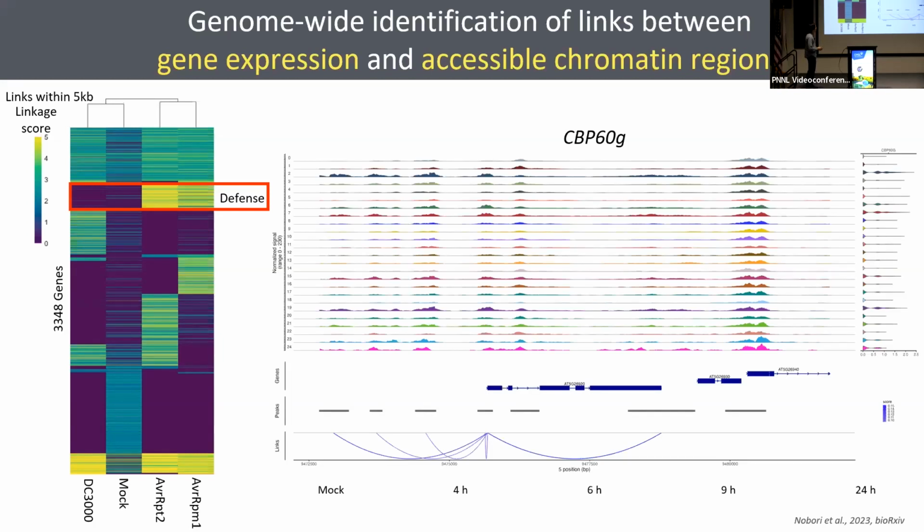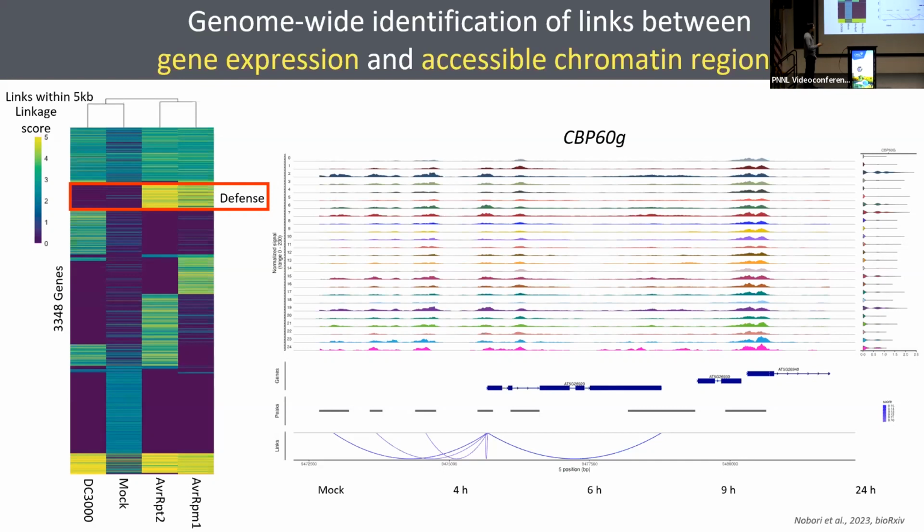One example is CBP60G. This is a famous transcription factor related to immunity. And this gene had multiple accessible chromatin regions linking or correlating with its expression. So it may be that multiple transcription factors are binding to those regions to give tight regulation on this important immunity gene. So the next question is, what kind of transcription factors are binding to those regions?